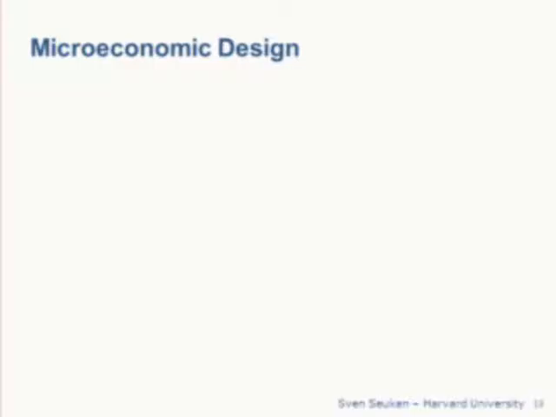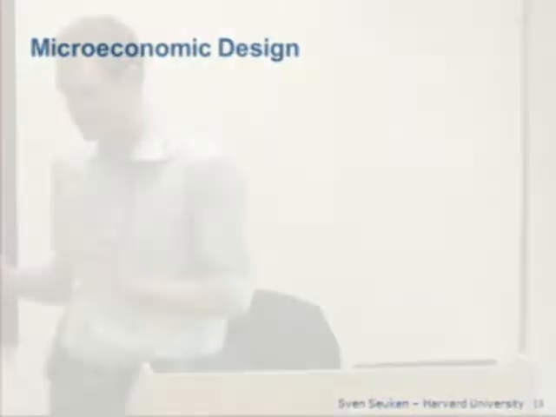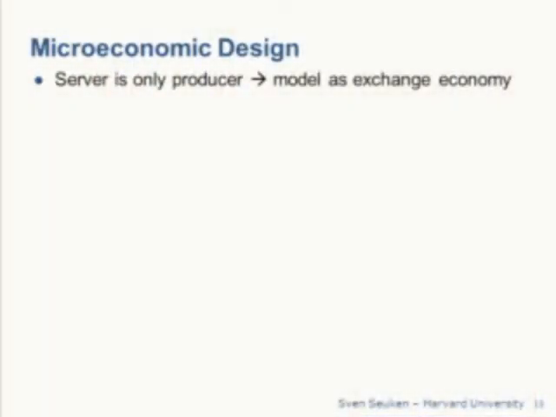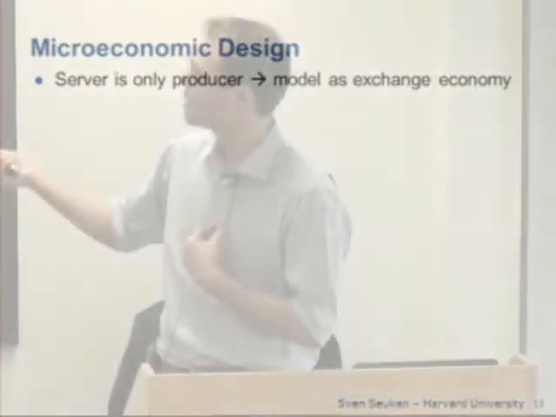On the microeconomic design side, the first thing we have to notice is that we have a market where we have production and consumption happening, but the server is actually the only producer in the system, in the sense that the server is the one who takes these unreliable resources from different peers and bundles them together and sells them as a reliable backup service.